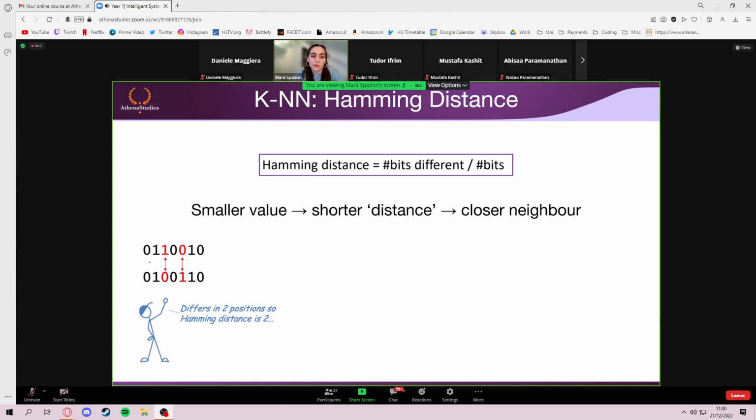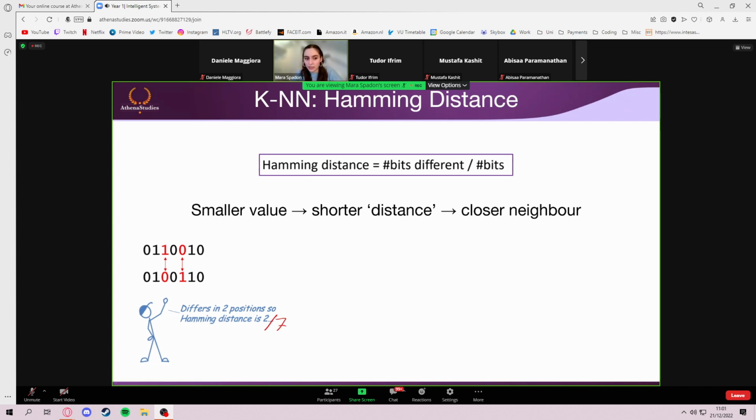So here you see a little man looking at some feature vectors. It says, okay, it differs in 2 positions. So the Hamming distance is 2, and then we divide it by the total amount. So here that's 1, 2, 3, 4. 2 out of 7, let's say. So that would be the Hamming distance in this case.